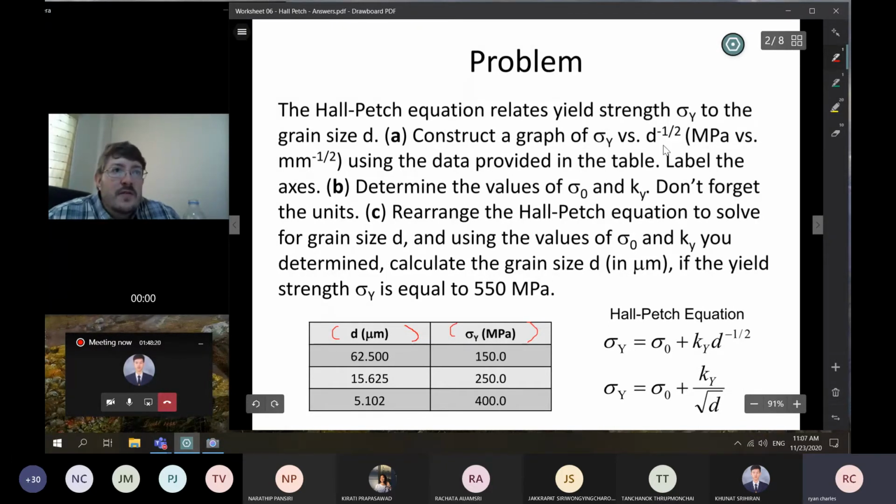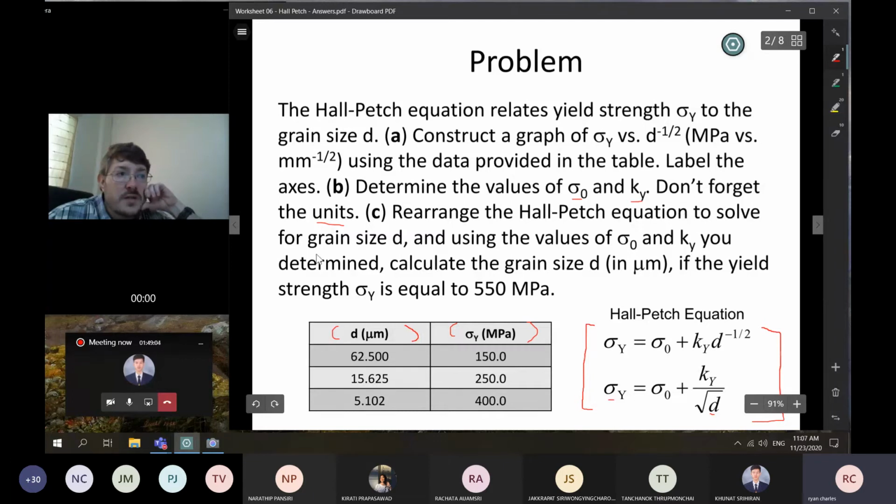A, construct a graph, sigma sub y versus d to the minus 1/2, so MPa versus mm to the minus 1/2, using the data provided in the table. Label the axes, vertical and horizontal. What are they? Determine the values of sigma naught and k sub y. So there's the Hall-Petch equation. We have yield strength and grain size, and we have these two parameters, sigma naught and k sub y. Again, don't forget their units. What are the units of these things?